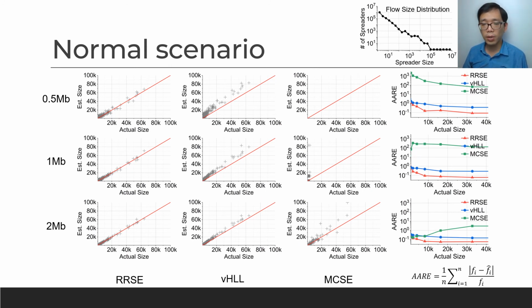MCSE only works when it has enough memory, for example 2 megabits here, and with dense traffic. Now the majority are small spreaders, and these are overwritten by the high spreaders. Therefore, virtual HyperLogLog has difficulty eliminating the noise, and it still has a biased estimation. At the same time, our algorithm works well, and it gets better with more memory.